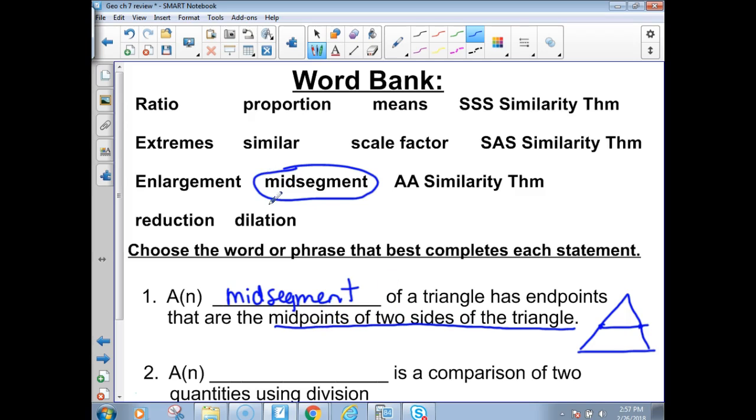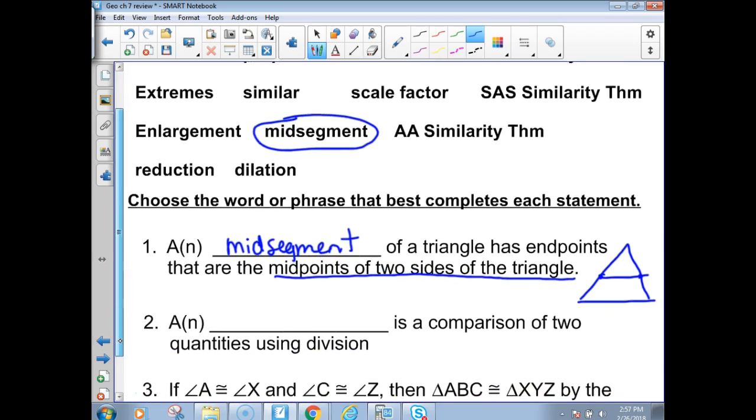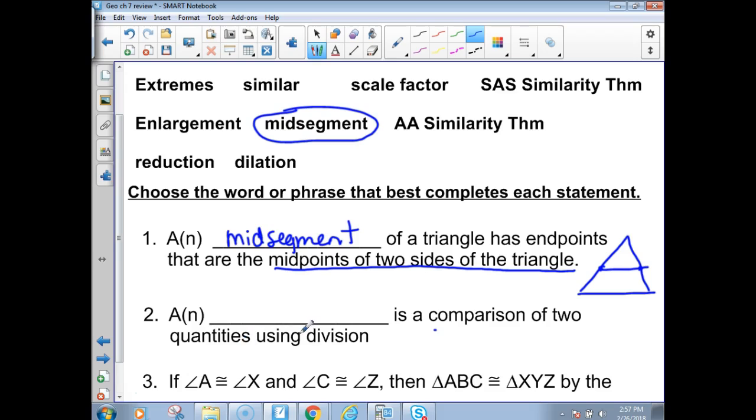Midpoints of sides, mid-segment. A blank is a comparison of two quantities by division. Carolyn? That is a ratio. Yes. It's just something over something. Example, 2/5.